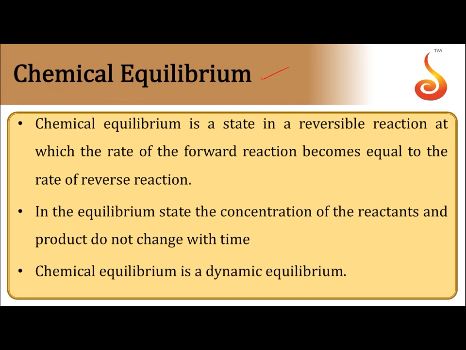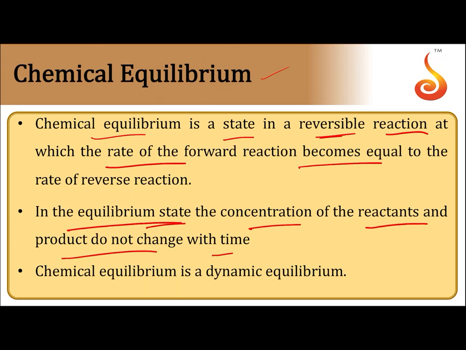Then comes chemical equilibrium. Till now we have seen physical equilibrium. Now comes chemical equilibrium. Chemical equilibrium is a state in a reversible reaction at which the rate of forward reaction becomes equal to the rate of backward reaction. That state is called chemical equilibrium. In the equilibrium state, the concentrations of reactants and products do not change with respect to time. As time runs, they always remain constant.